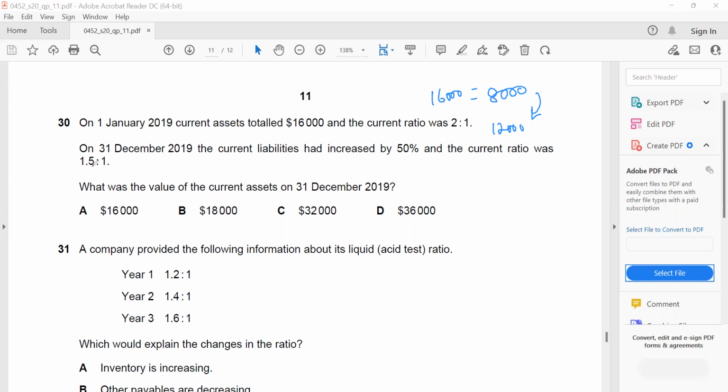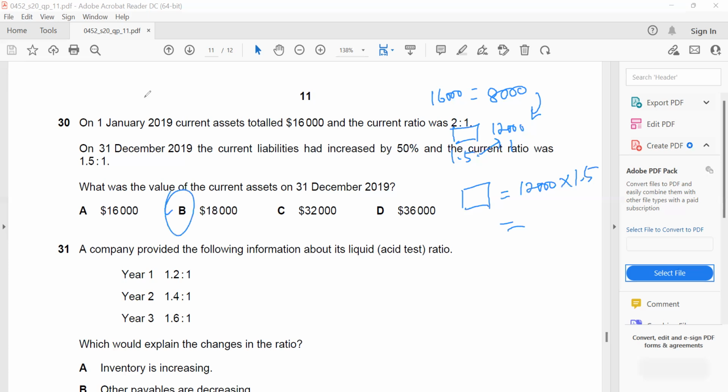Then the current ratio is 1.5. So here is 1, here is 1.5. So what is the amount in here? You can bring this one to here, equal to 100 times 1.5, which is 12,000 times 1.5, which is 18,000. So the answer should be B.